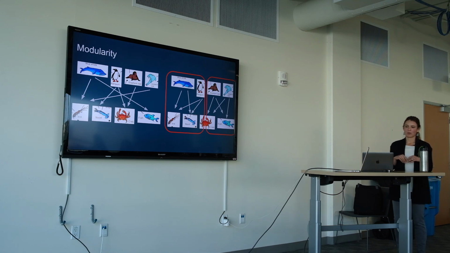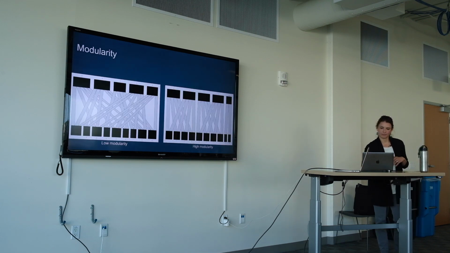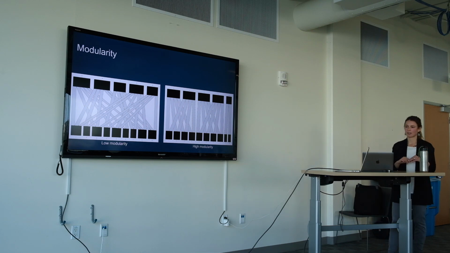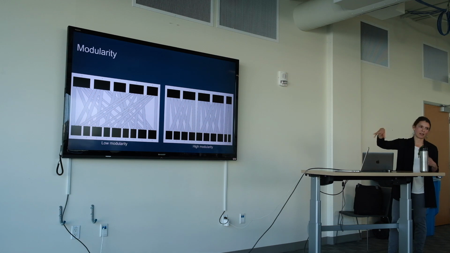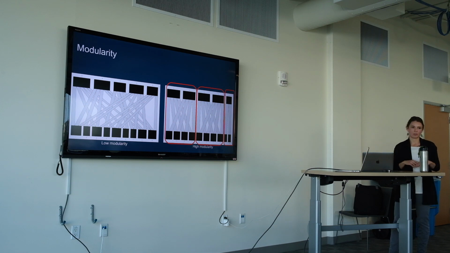And because the system without the modules is more connected and more generalized, we expect it to be more resilient to disturbance than this more modular example. And here's what modularity looks like in a network with low modularity, so a more random pattern of interactions on the left, and high modularity here on the right with 3 separate modules.